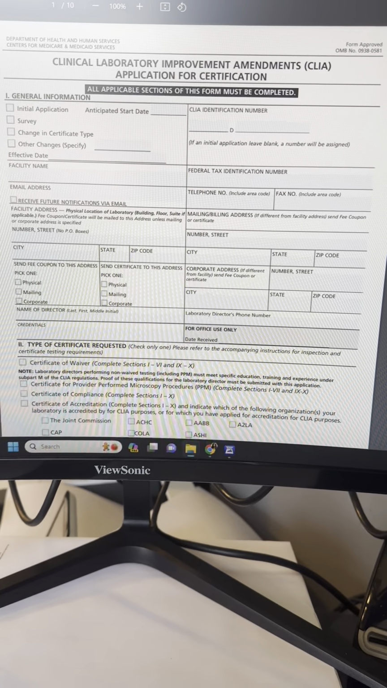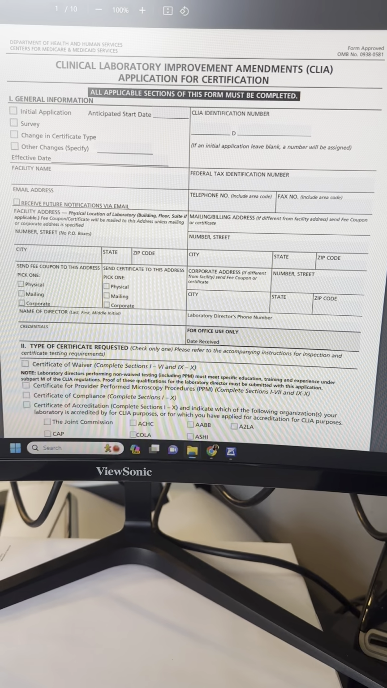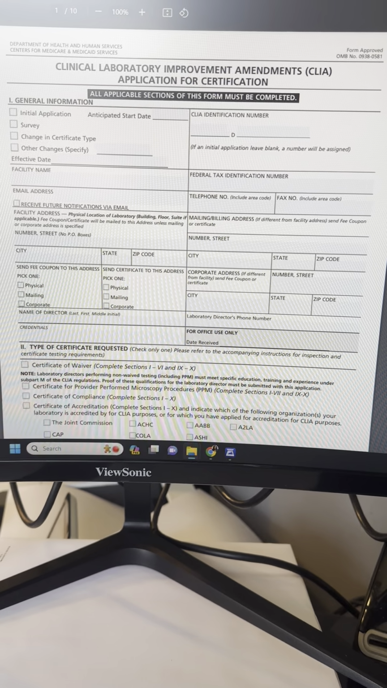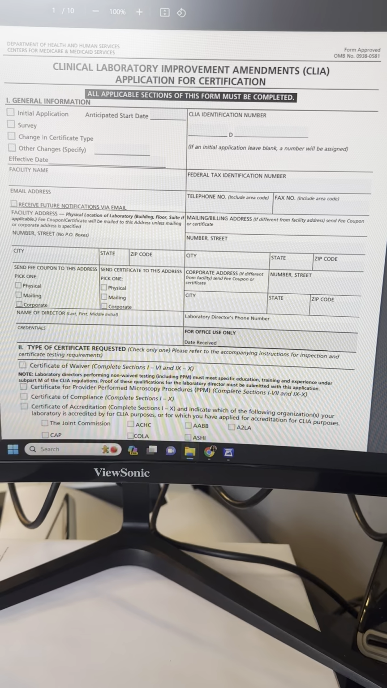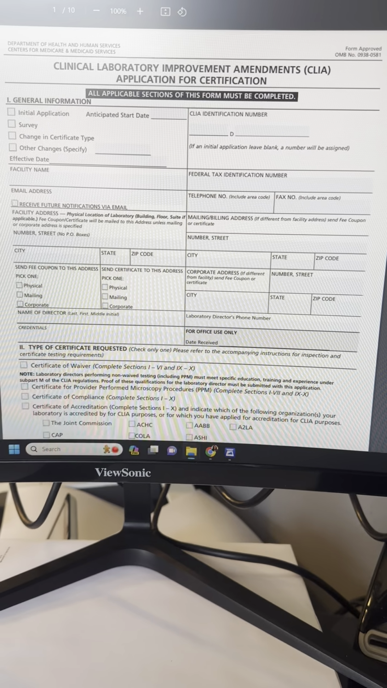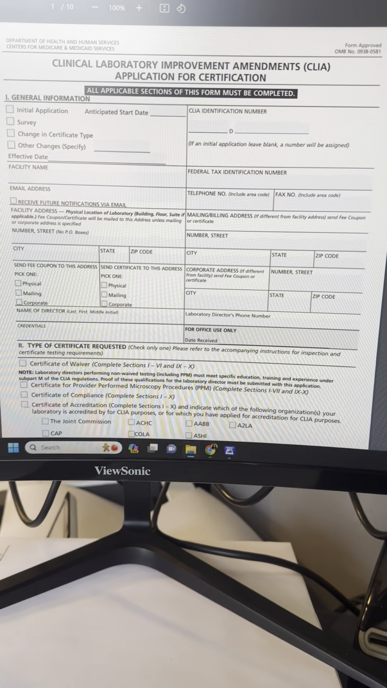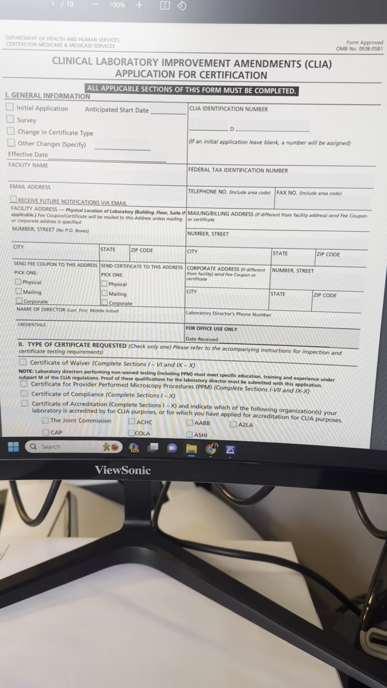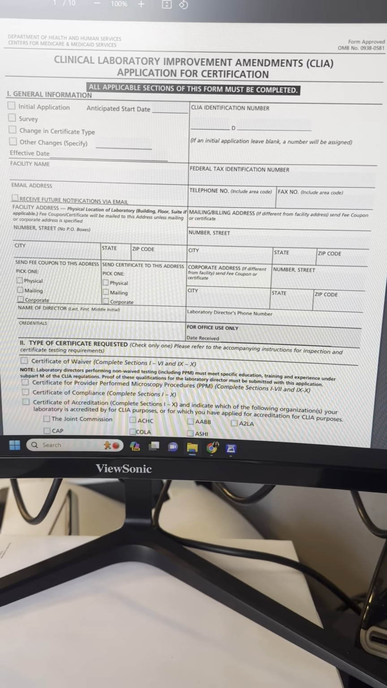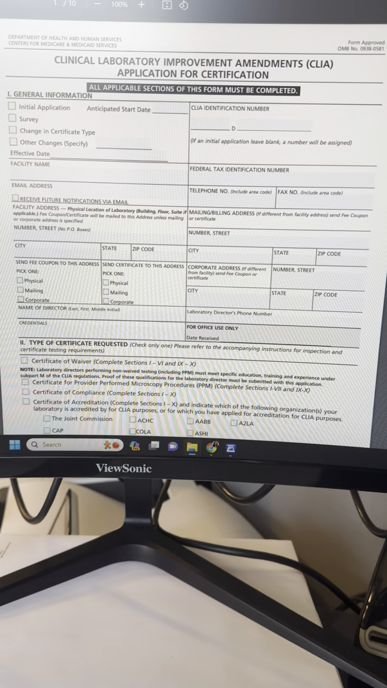Your facility name is your business name. What did you register with the state? Put that exact name in your facility name. Federal tax identification number is your EIN number. Write that in there. Email address. Write that in there. If you want to receive future notification via email, put a checkbox.